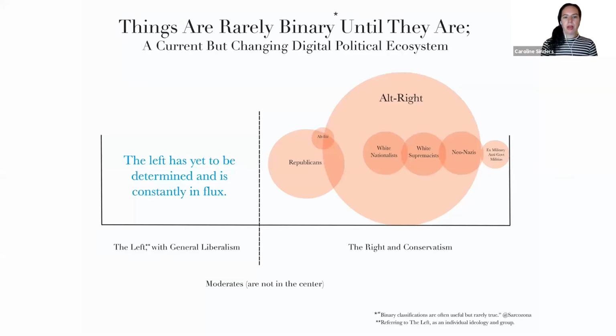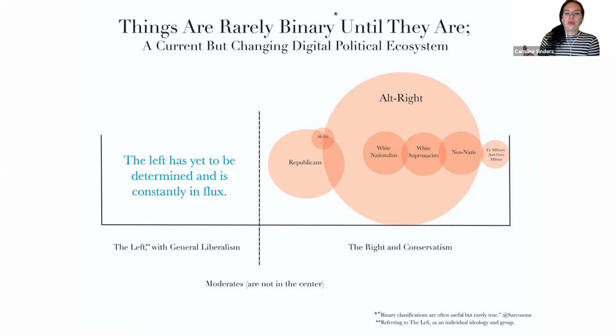So what's important to know about these circles is that they're not drawn to any kind of numerical scale. The first time I showed these, someone came up to me and they were like, "Oh, is this from Twitter? How did you scrape this data?" And I'm like, "No, it's not from Twitter."